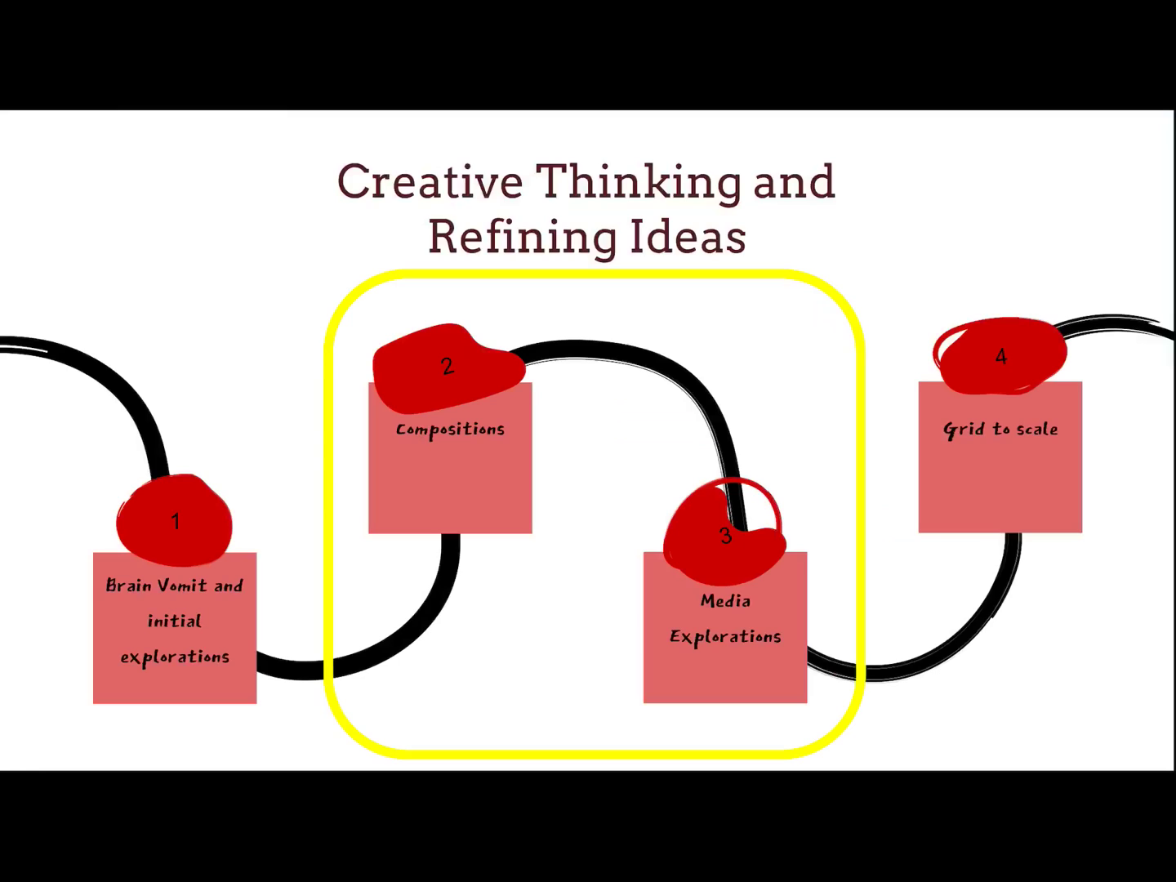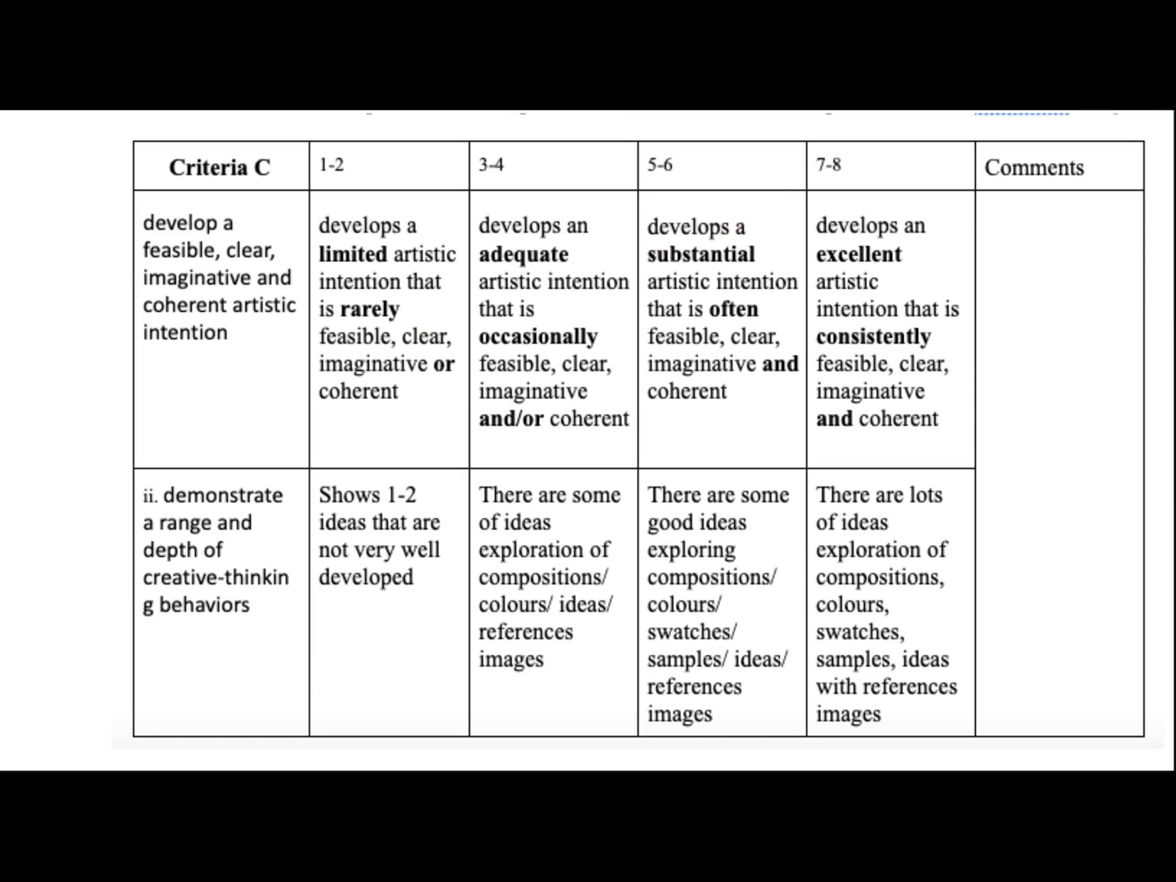So once you've done your brain vomit and initial explorations, the next step we'll be doing is the compositions and media explorations. So we'll go through our ideas, figure out how we can refine them, how we can deliver that message, that narrative, say what we want to say well, make sure we can draw the images that we're thinking of. Have a little go with painting, have a little go with exploring the materials, exploring our techniques before we pick our final idea and grid it to scale. So we're looking at those two things today.